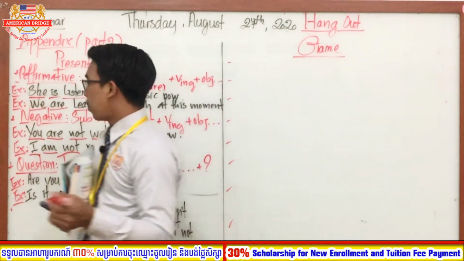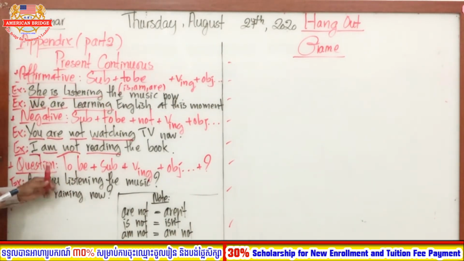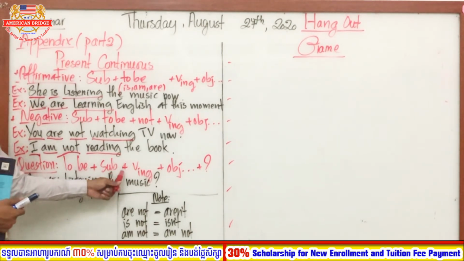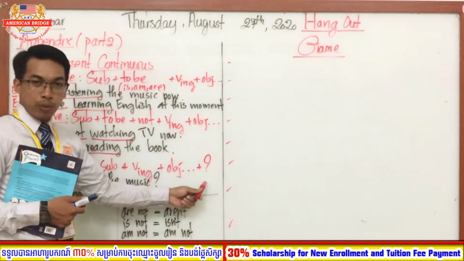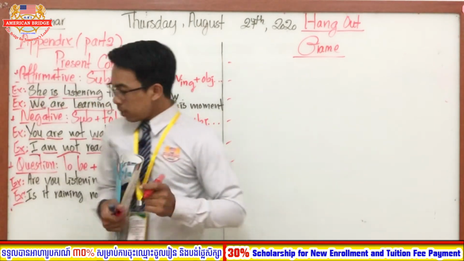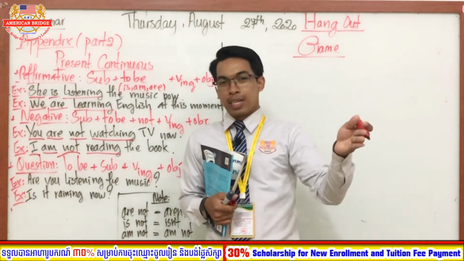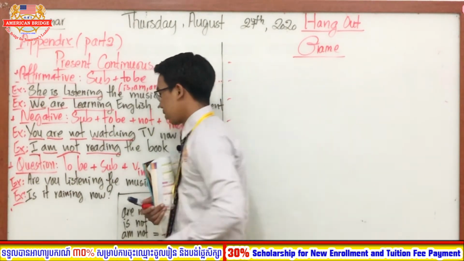Very good. So everyone, now let's move on to the question form. For the question form, you have to use to be first, and after that subject plus verb ing plus object, and don't forget the question mark. You see, good. So to be here is am, is, are, based on the subject. Very good. So now let's look at the examples altogether.